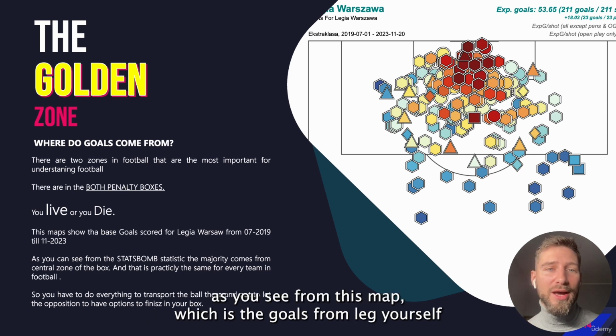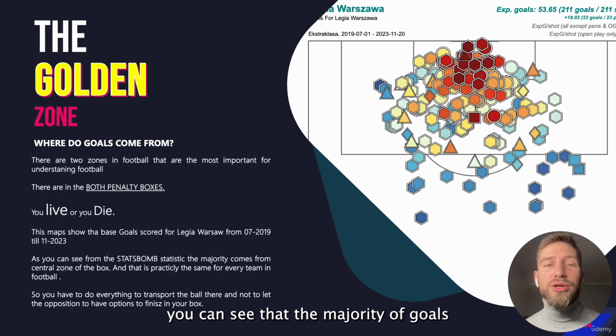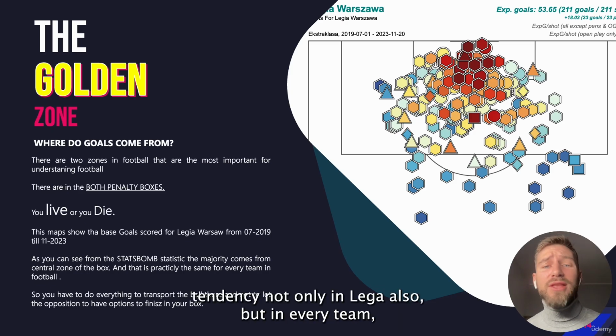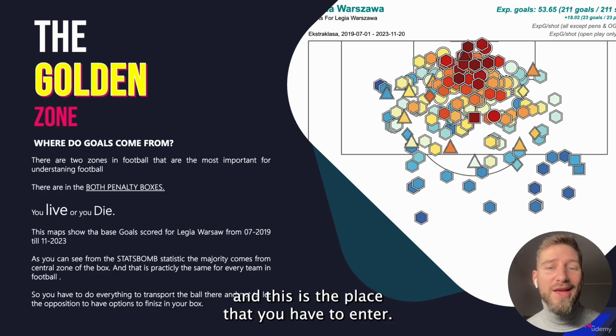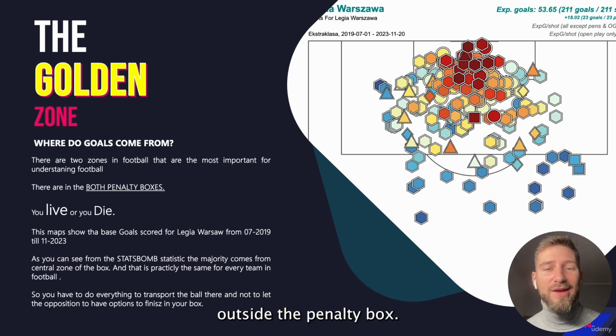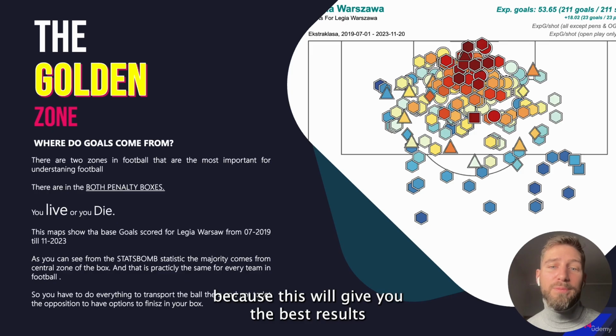As you see from this map, which is the goals from Legia Warsaw since 2019 to 2023, you can see that the majority of goals were scored from the 11-meter or even closer line. It's a tendency, not only in Legia Warsaw, but in every team. This is the place that you have to have the crucial pass, and this is the place that you have to enter. So if you can see, there is not a lot of goals outside the penalty box. You have to do everything to get as close as possible, because this will give you the best results.